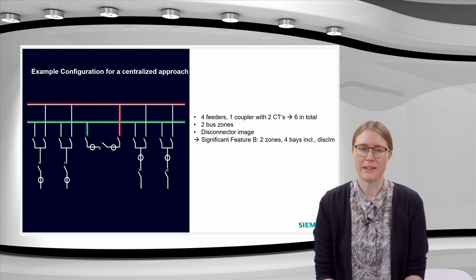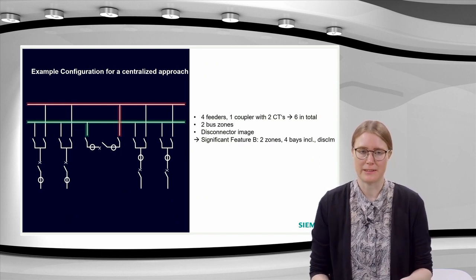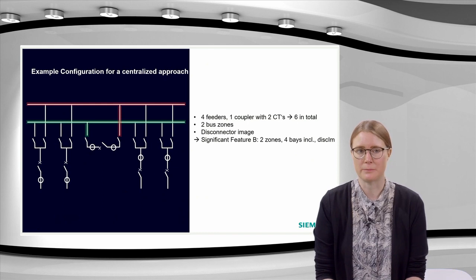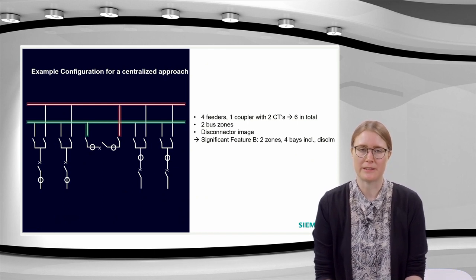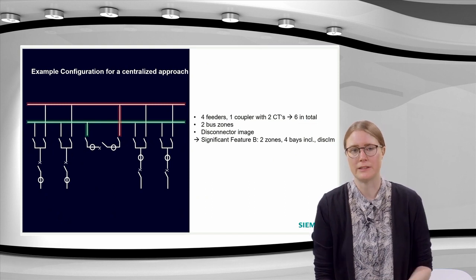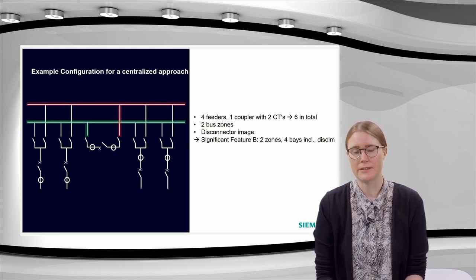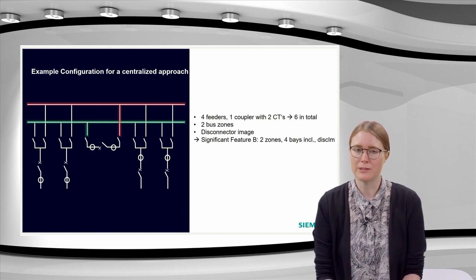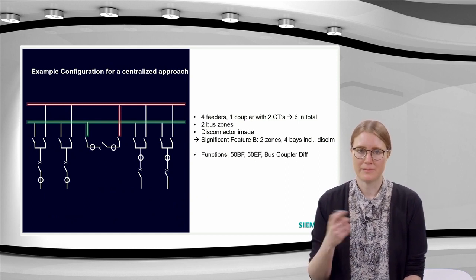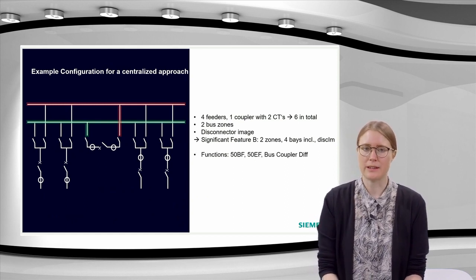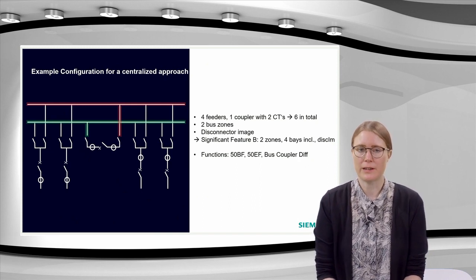The disconnector image is necessary because, independent of the disconnector position, a CT can be assigned to the different busbars, and whenever this is valid, you need a disconnector image. So the significant feature I want to choose later is the 2 zones with 4 bays, including the disconnector image. The functions we want to configure today are the 50BF, the breaker failure protection, 50EF, the end fault protection, and the bus coupler differential protection.